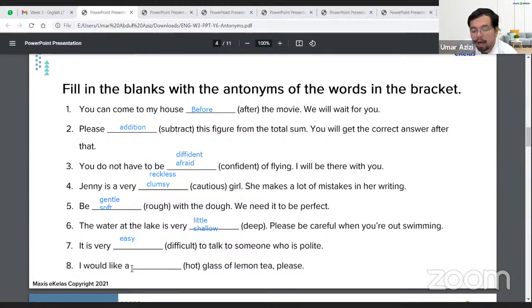Number 8, I would like a hot glass of lemon tea, please. So what is the antonym for hot? And I think it's a simple one. Sorry, this is an easy one. What is the antonym for the word hot?